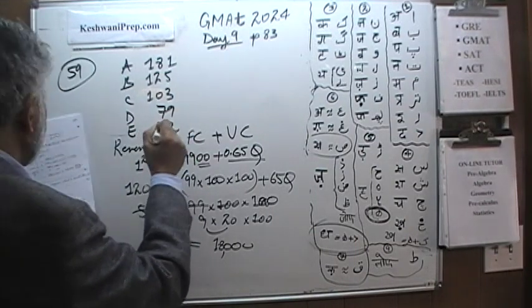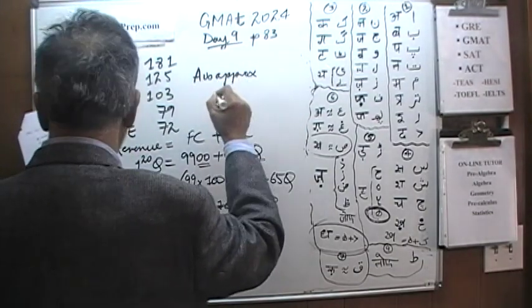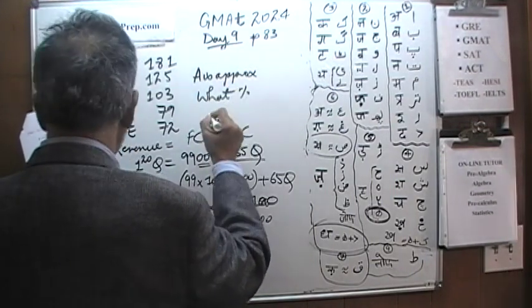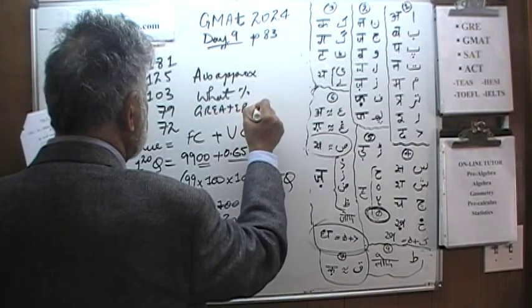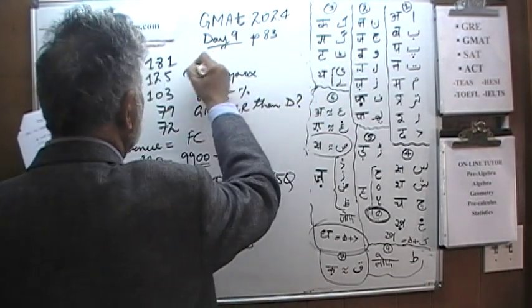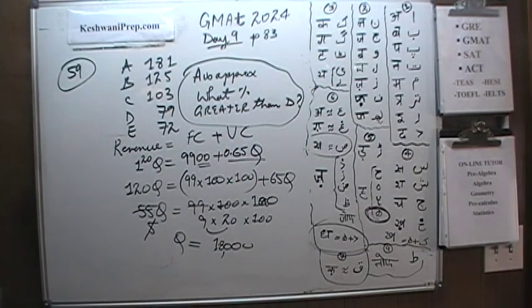The question simply is: A is approximately what percentage greater than D? That's all. A is approximately what percentage greater than D? Do it yourself. Pause the video and do it yourself.